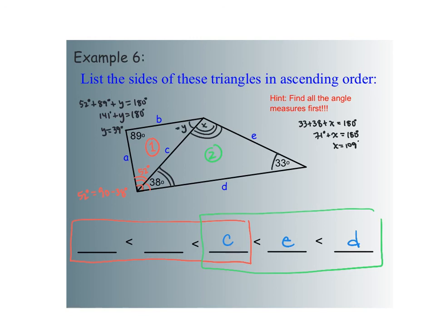Okay, so if Y equals 39, all that I need to do is determine side lengths. Is A bigger than B or is B bigger than A? Since this angle is 52 and this angle is 39, side A will be the shortest side, side B will be the next side in order from least to greatest. And there you have it, guys.